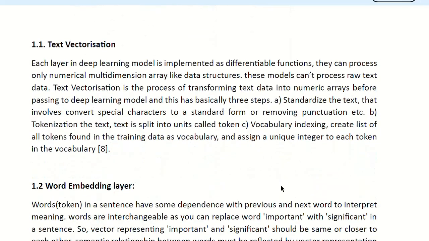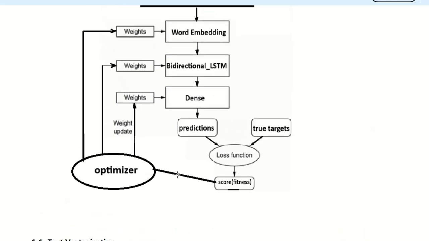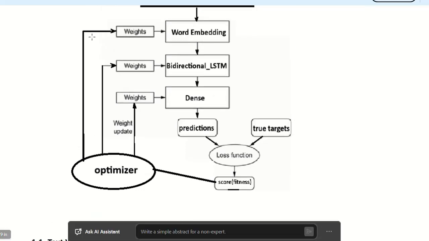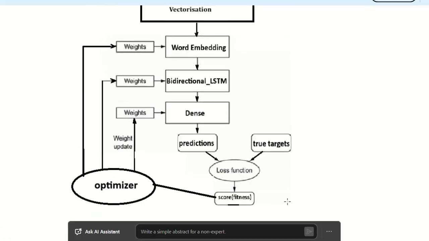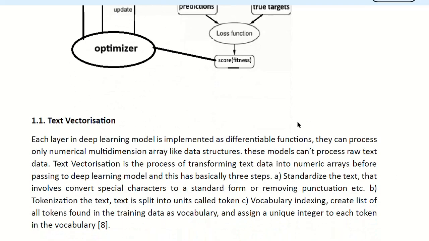So here, training will be stopped. Once the model is trained, that can be used. One optimizer adjusts weights and the loop repeats. Once we achieve the desired fitness score, we will stop the training and use that model. That is the procedure.